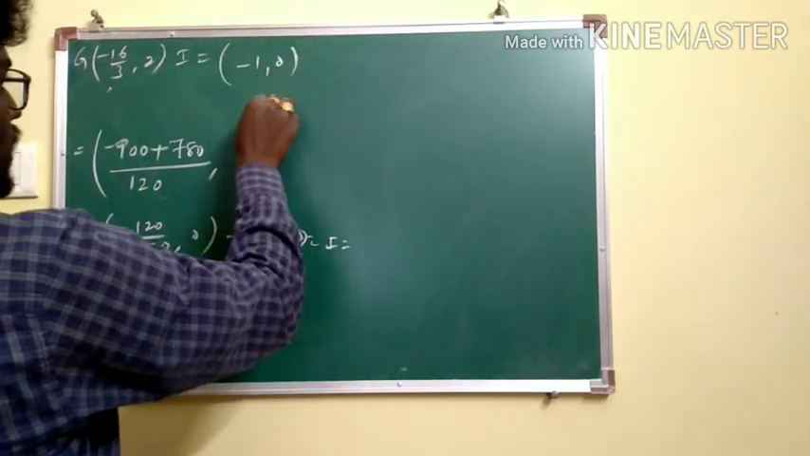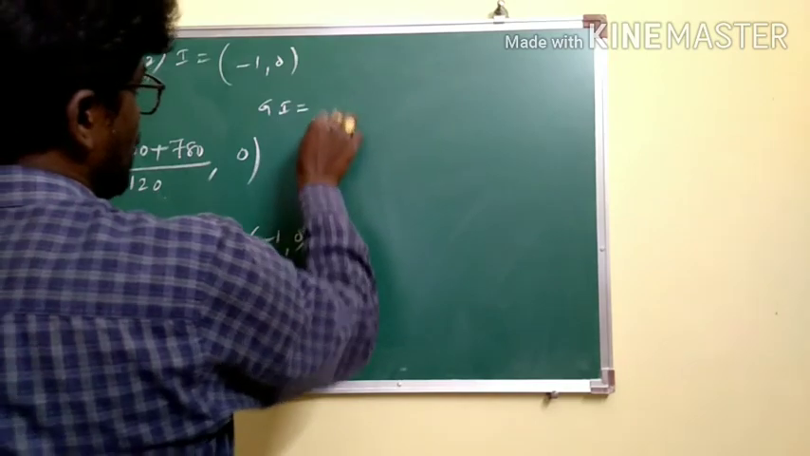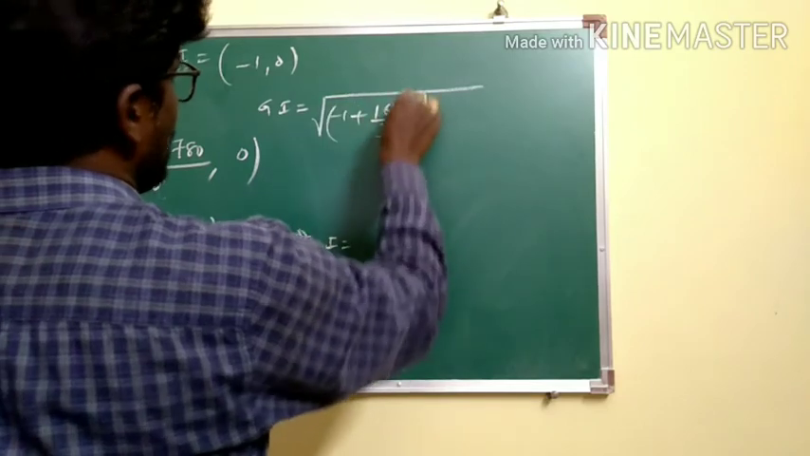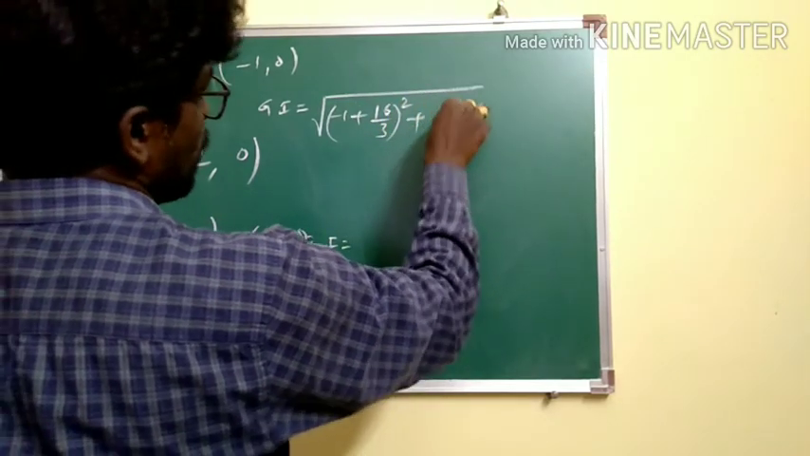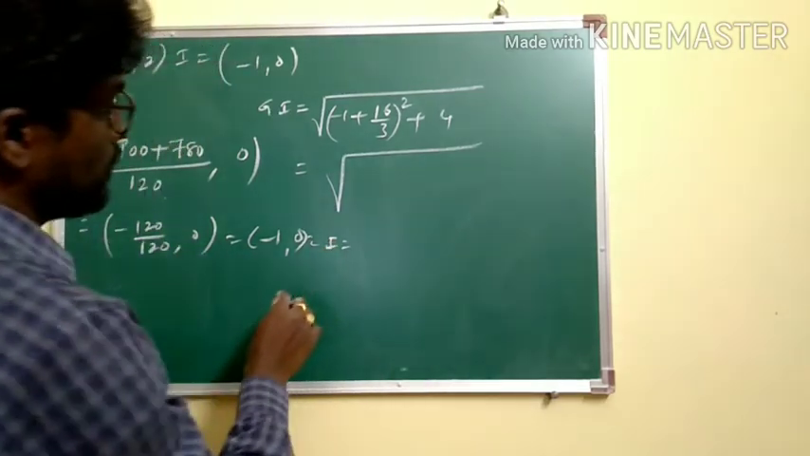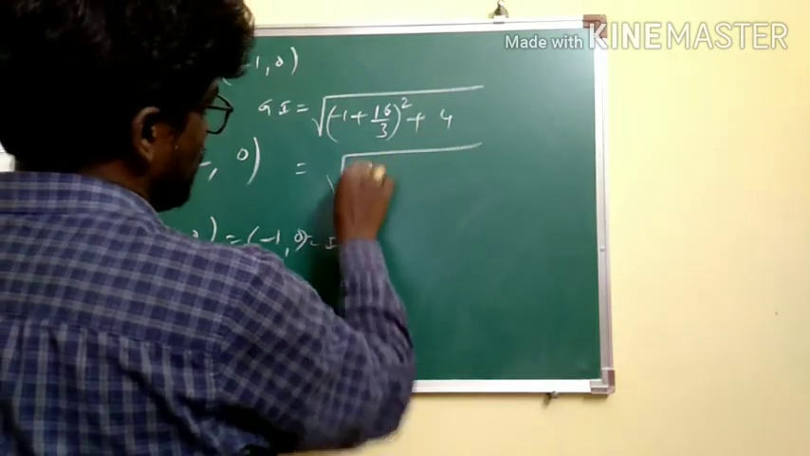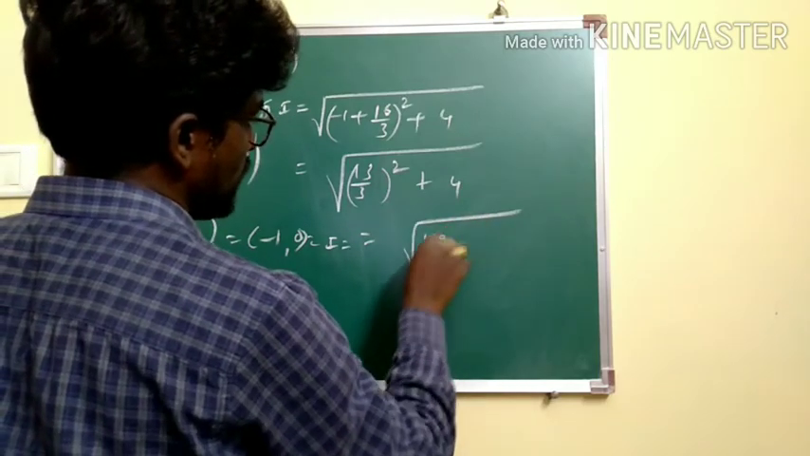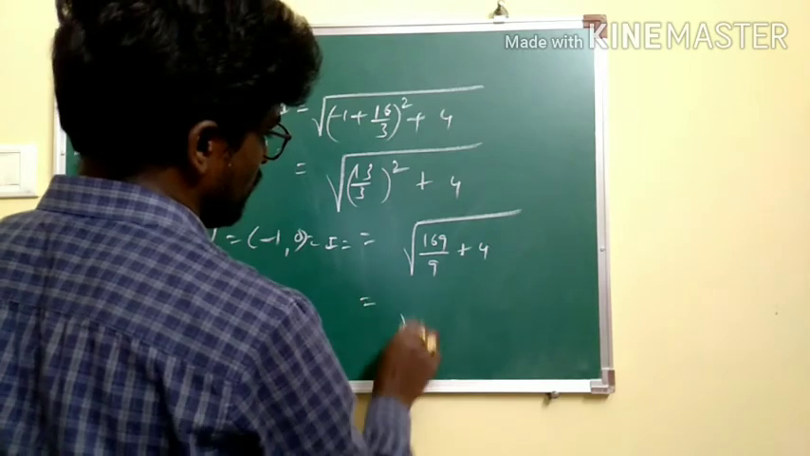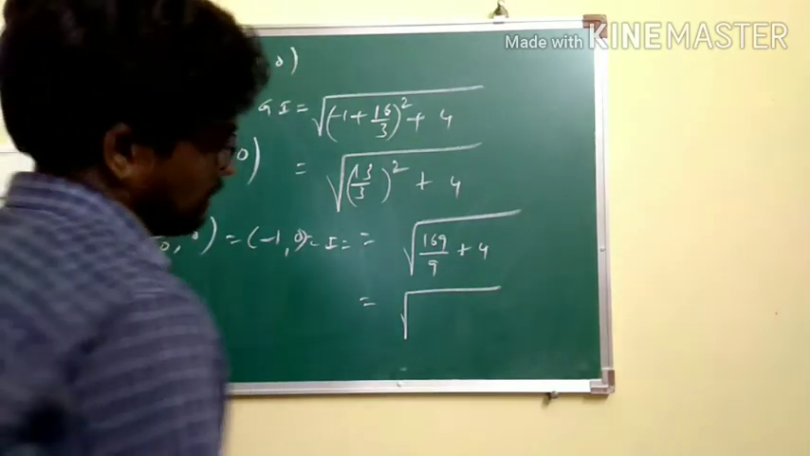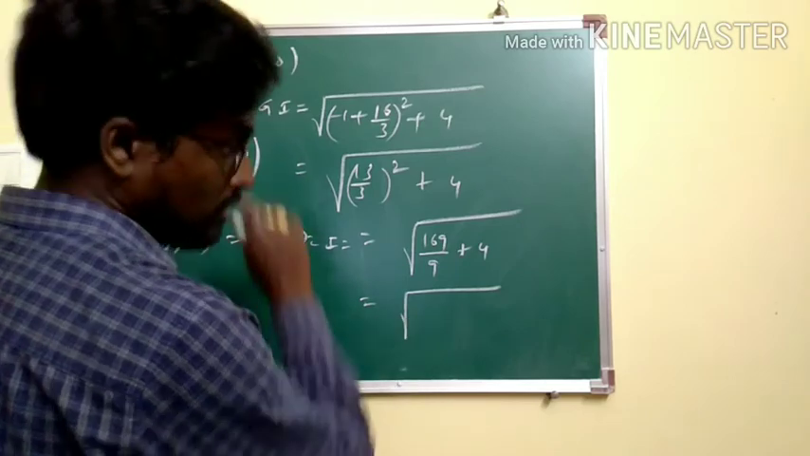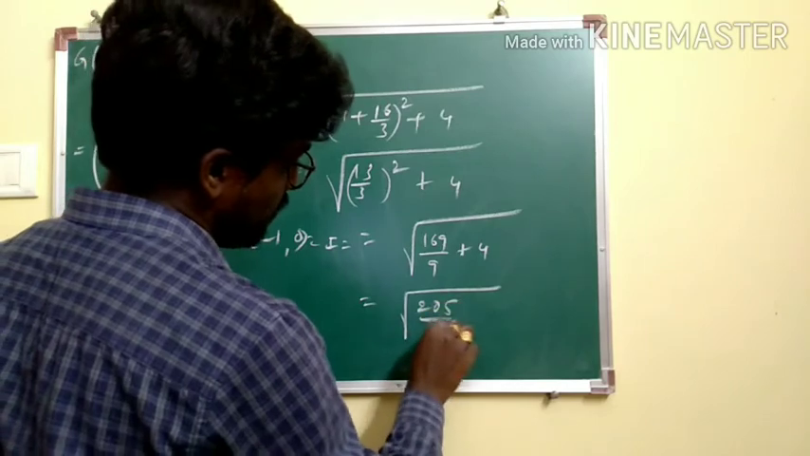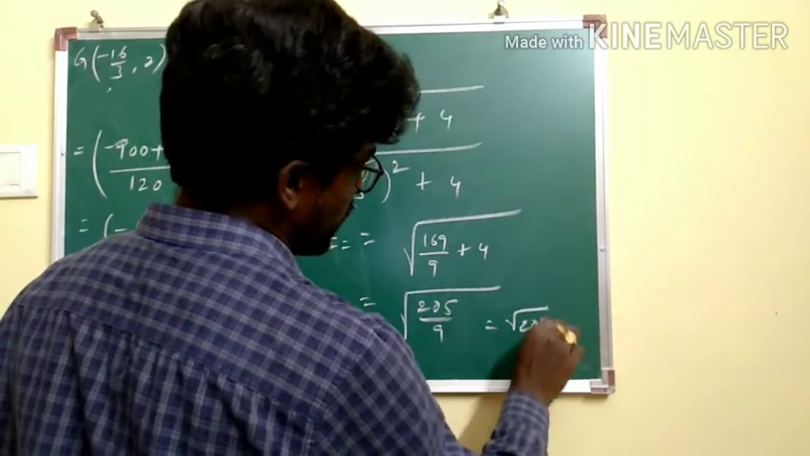Now we have got the coordinates of the incenter and centroid. Minus 1 comma 0. Now calculate GI according to the question. Square root of minus 1 plus 16 by 3 whole square plus 0 minus 2 whole square, that is 4. Square root of minus 3 plus 16, that is 13 by 3 whole square plus 4. So square root of 169 by 9 plus 4, square root of 169 plus 36 by 9. How much are we getting? 205 by 9. So which is equal to root 205 by 3.